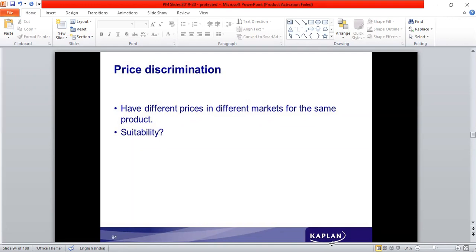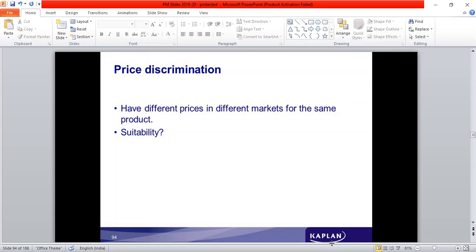We see that petrol is one example. It is the same product, petrol, but in different places, different states, the price is different because of the state-levied tax, high tax, low tax, no tax, or whatever it is. Liquor is another example we can quote.